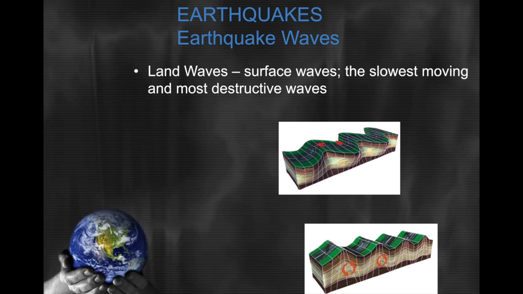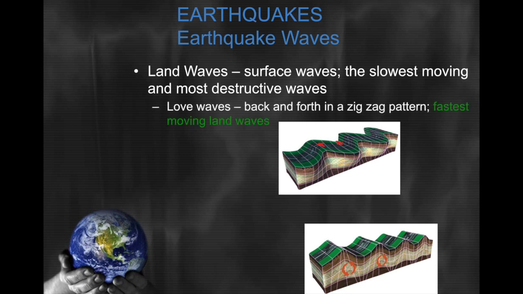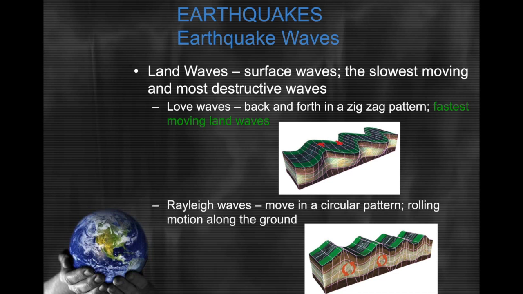Then surface waves are the slowest moving, but they are the most destructive. Love waves move in a back and forth zigzag pattern, and they are the fastest moving surface waves. Rayleigh waves move in a circular pattern and they roll. They have a rolling motion along the ground.